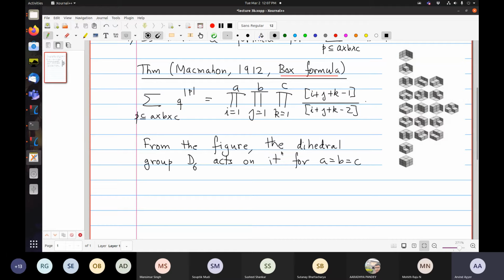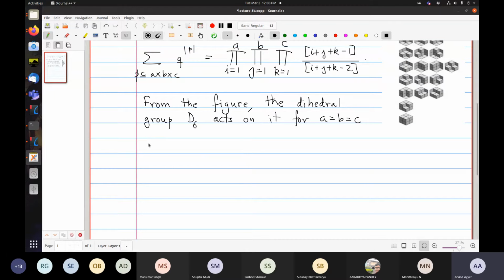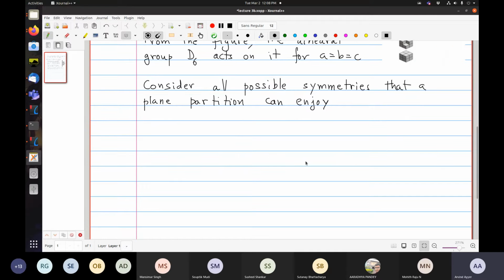Just like for partitions, we enumerated partitions without any symmetries, which was all the partitions inside an A by B box, which I called M by N box. Then we had partitions which were symmetric. Like that, we can look at all symmetries over here. So I'll try to illustrate this figure. Consider all possible symmetries that a plane partition can enjoy, and we'll see some of these later. There are many of them, so let's go slowly.